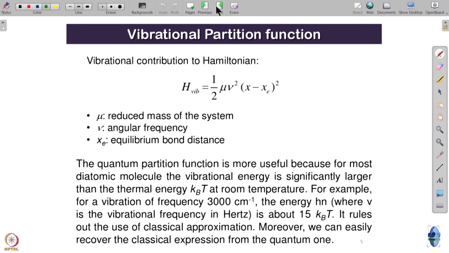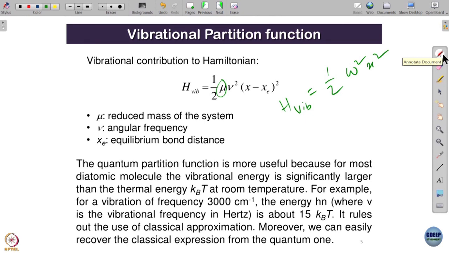Okay. So now we start, we can write the vibrational Hamiltonian. Before we go to the partition function, we need the Hamiltonian, and then we need the energy levels. So the vibration is this, half mu square, you can write it many ways. We write half omega square x square, that is my favorite vibrational Hamiltonian, half omega square x square.